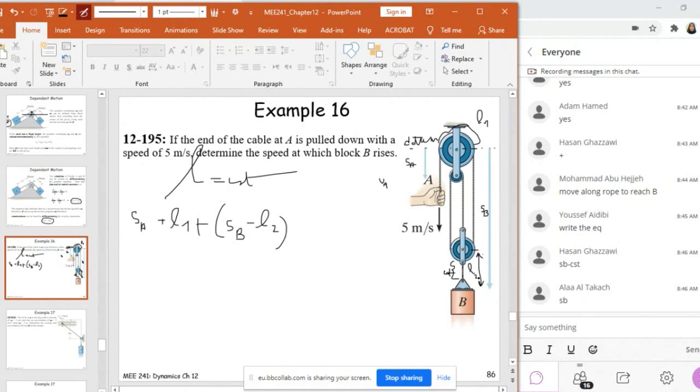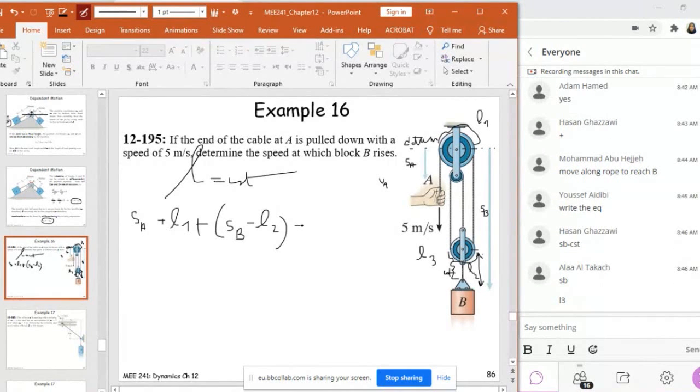When you practice the problems of dependent motion, you're going to directly write SA plus SB without the constant L2, because you know that this length will vanish whenever I take the derivative. All right, so this is L2. So this length here is SB minus L2. Am I done? Plus what? Plus this L3 here. So the rope length also has L3.